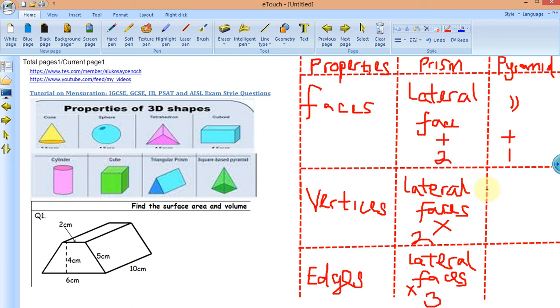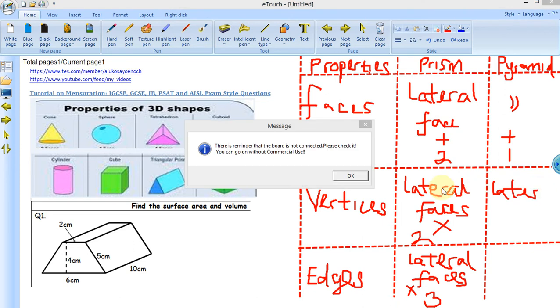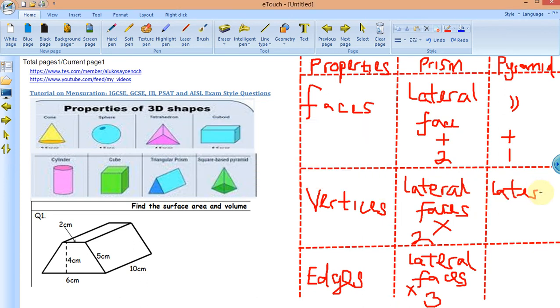Then for the number of vertices, in this one will also be lateral faces plus 1. So I don't know, am I so lazy? I'm sorry about that. Just want to make sure I achieve my objective, guys. Okay, lateral faces plus 1.